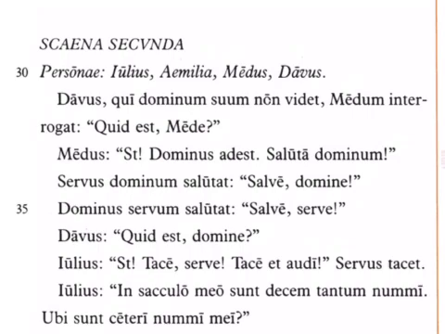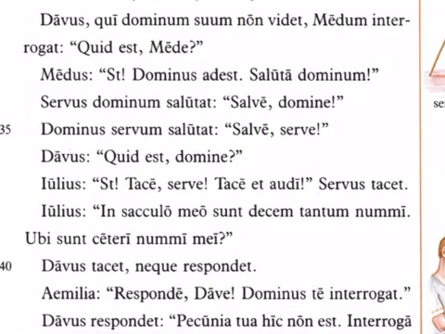Davus then says, Quid est domine? What is it, master? And Julius says, Shh, tace serve. Shut up, slave. Tace et audi. Shut up and listen. Servus tacet. The slave is quiet. He shuts up. Julius says, in saculo meo sunt decem tantum numi. In my pouch there are only, tantum, only 10 coins. Ubi sunt ceteri numi mei? Where are my other coins? Where are the rest of my coins?